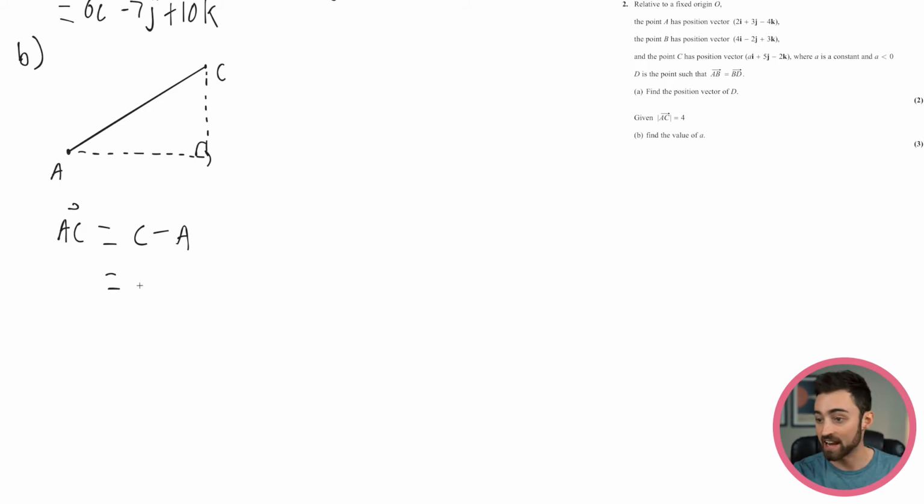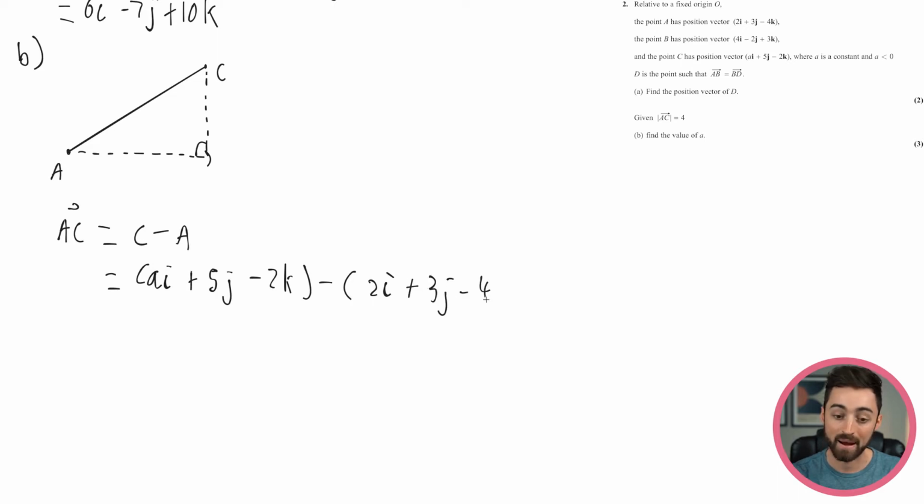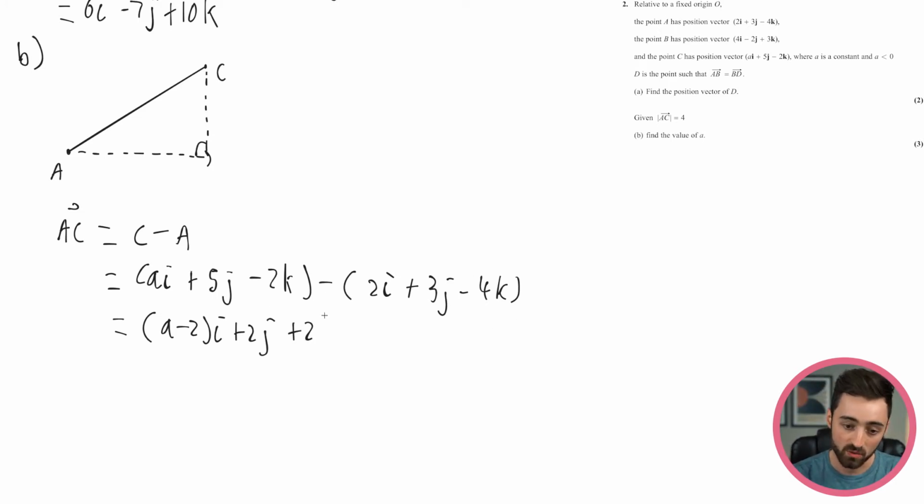So let's do this again and group the terms. C is going to be aI plus 5J minus 2K, and then A is going to be 2I plus 3J minus 4K. Cool, group it up. So I's, we have a minus 2. J's, we have plus 5 minus 3, so plus 2J. K's, we have minus 2 minus minus 4, so that's minus 2 plus 4, which is positive 2. So we now have the component form of this vector AC.